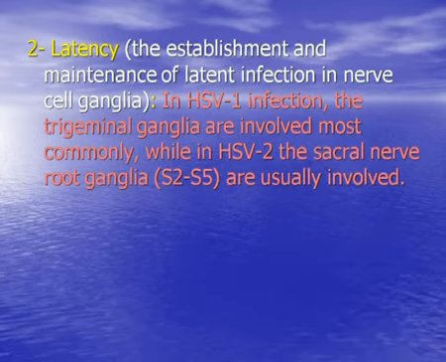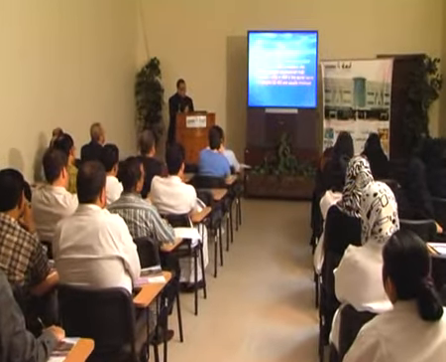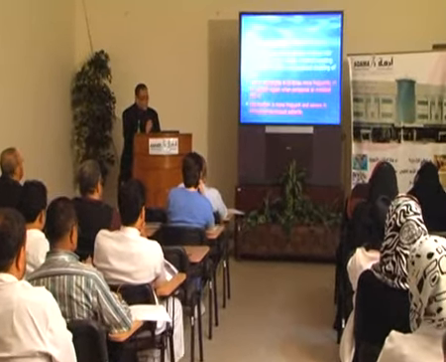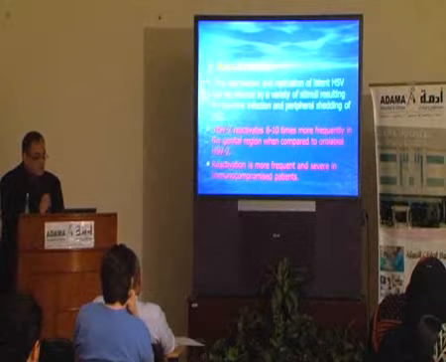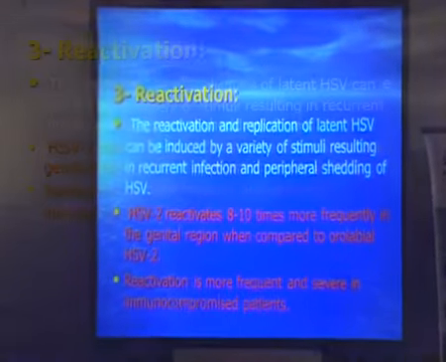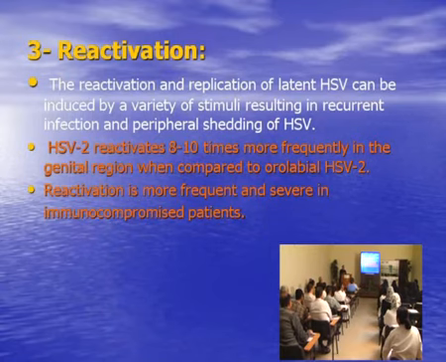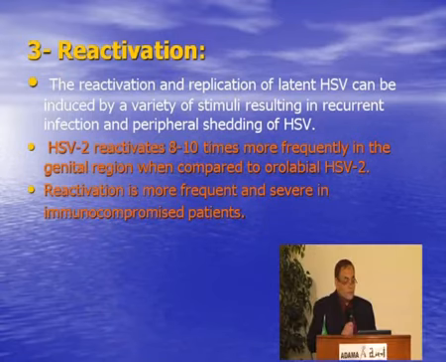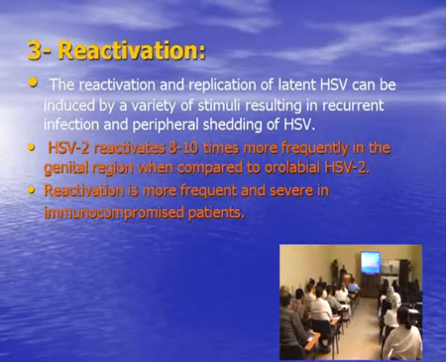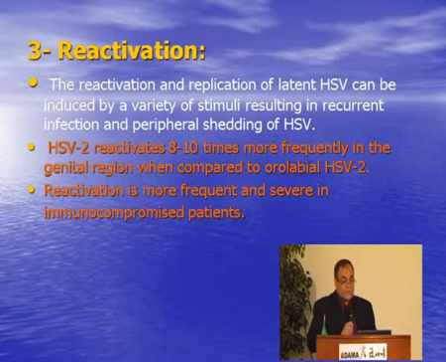Herpes simplex virus type 1 usually affects the trigeminal ganglia, while herpes simplex virus type 2 usually affects the sacral nerve root ganglion from S2 to S5. The reactivation and replication of latent herpes simplex virus can be induced by a variety of stimuli, like stress, menstrual cycle, also pregnancy or sexual intercourse, or even sun exposure, which can cause induction of the shedding of the peripheral herpes virus.